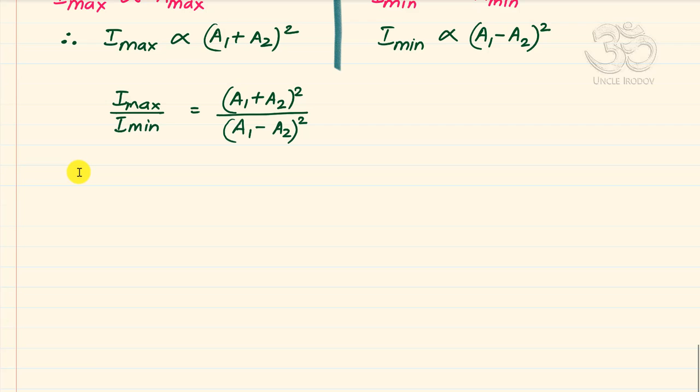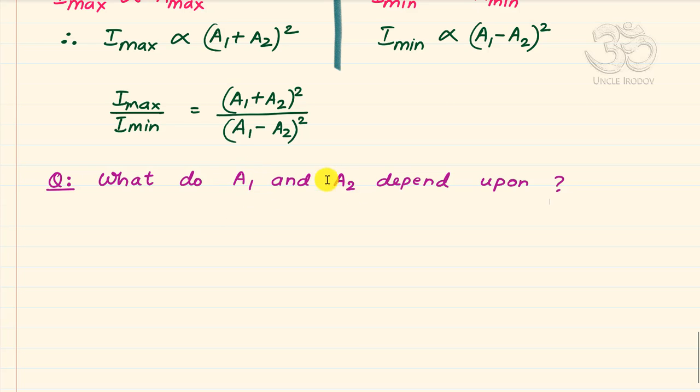So a question here arises, what do A1 and A2 depend upon? This is something which you have seen in those animations which I showed you. The amplitudes will depend upon the slit width. So if the slit is wide, it will allow a large amount of energy to go through, and because the amount of energy going through is large, the intensity is large, so the amplitude is also large. So usually what we will say is that the amplitude allowed by a slit is proportional to slit width.